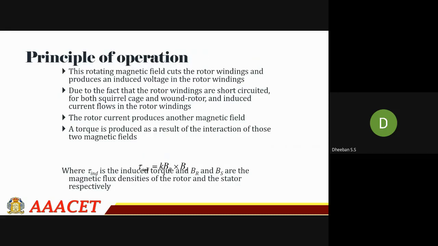Coming to the principle of operation. As I said, the rotating magnetic field cuts the rotor windings. Whenever a magnetic field cuts a current carrying conductor, what happens? An EMF will be induced. The same principle is involved here. Since the rotor windings are short circuited for both squirrel cage and wound rotor, an induced current will flow. In the rotor, the windings, either in squirrel cage or wound rotor, are short circuited, so there is a closed loop in the rotor. This enables the flow of current I.